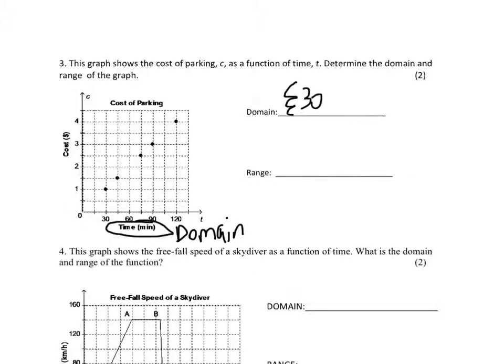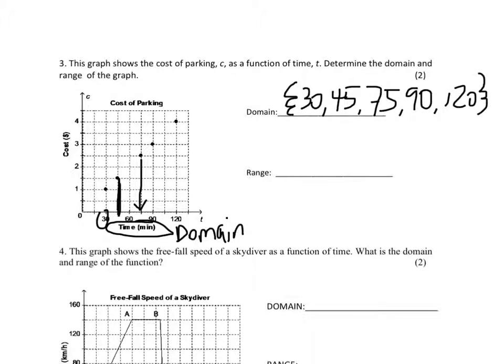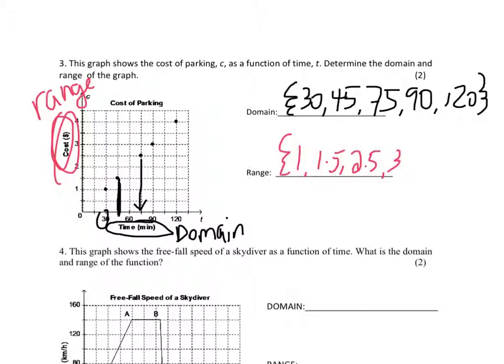So that would be 30. Here is halfway between 30 and 60, 45. Let's see, that's 75, 90, and 120. That's the domain. Those are all the domain values. Now for the range, that's usually this axis here. We've got a bunch of C values or cost values for the range. Again, there are 5 different values that I should have here. By the way, those are 1, 1.5, 2.5, 3, and 4.